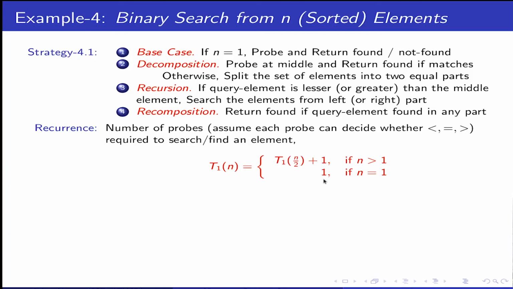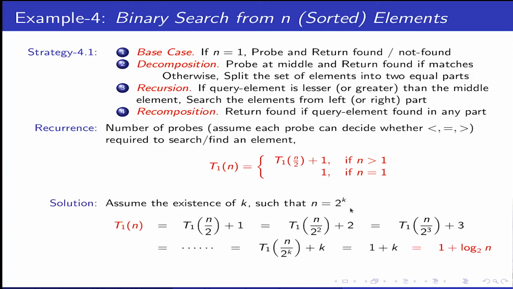If it is one element, just one probe will suffice. Unfold it for k such that n by 2 to the power k, for high values of n. So this is n by 2 square plus 1 plus 1, n by 2 cube plus 3 ones, that is 3. So n by 2 to the power k plus k, which means it is 1 plus k, because this 1 is the base condition. What is k now? k is log n base 2. So yes, we can understand that it is 1 plus log n base 2.